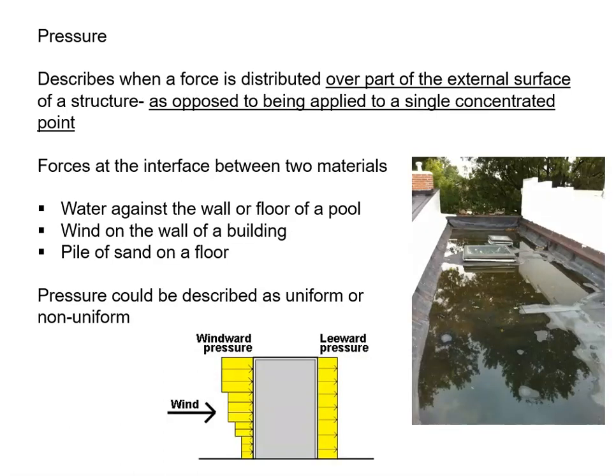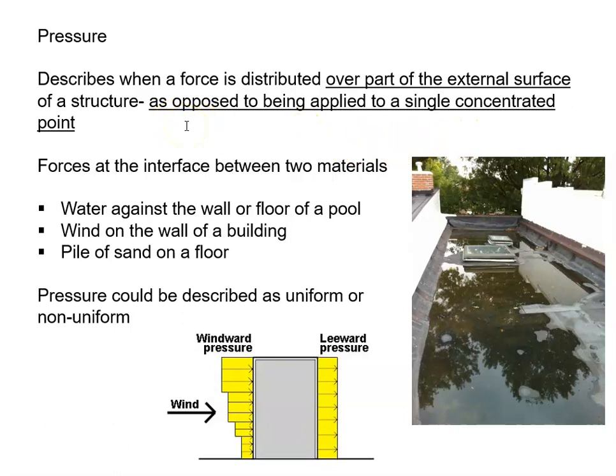Okay, so pressure describes when a force is distributed over part of an external surface of a structure as opposed to being applied to a single concentrated point. So we're going to talk about a lot of geometric relationships and what happens when forces are applied to buildings and how they move throughout buildings. So a lot of it is important terminology to describe exactly where things are occurring.